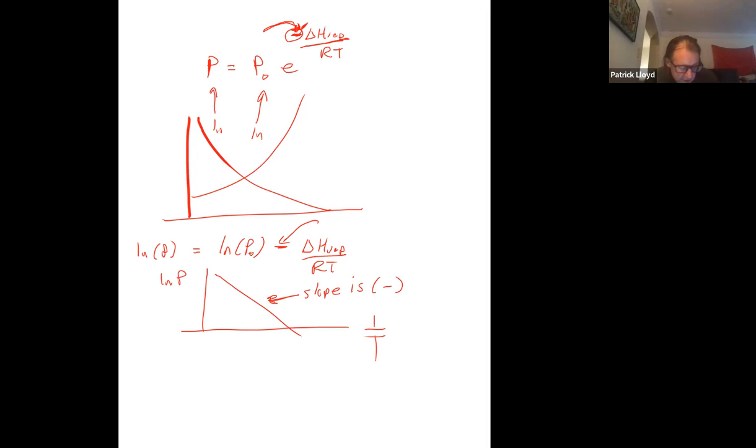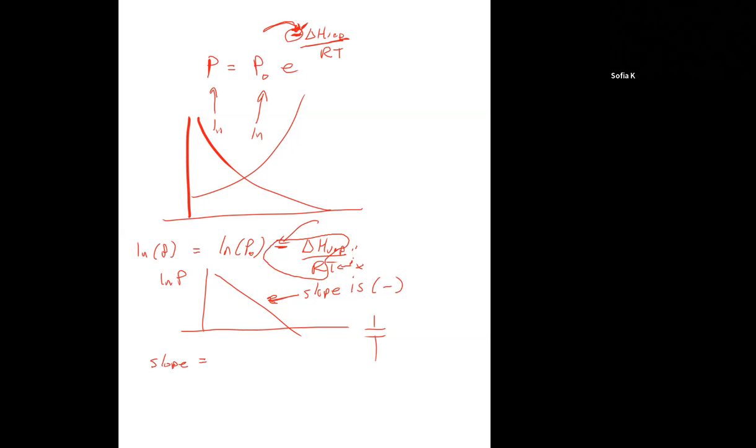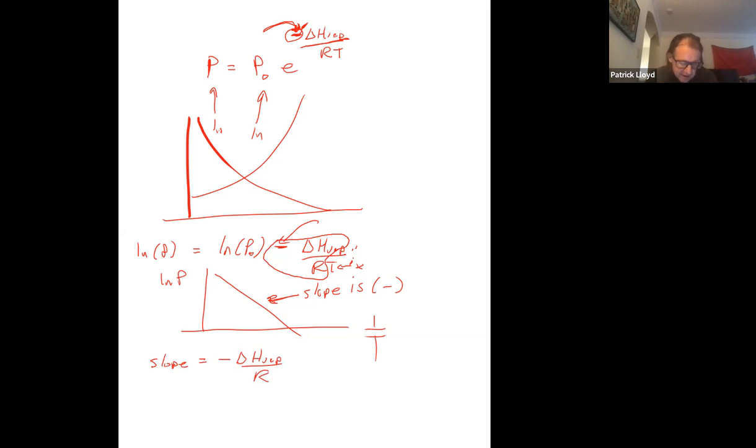But based on the way we're graphing this, the 1 over T is x. So the slope is this. It's the negative delta H over R. So in a sense, there's two negatives, right? You got the negative from the equation, but you also have the negative because the slope is actually negative.